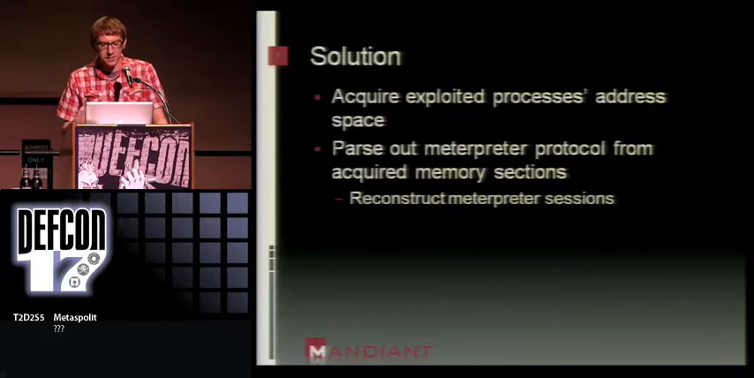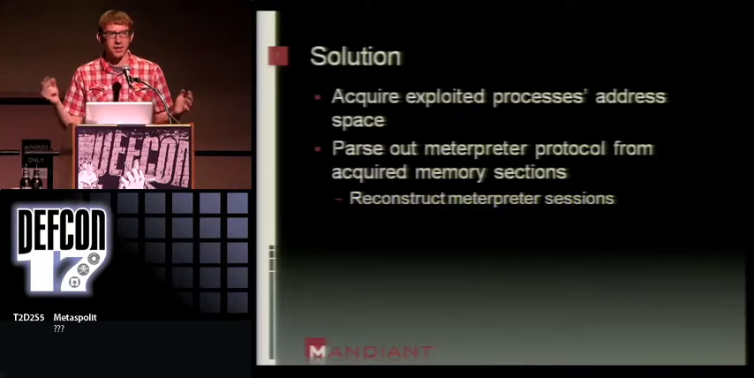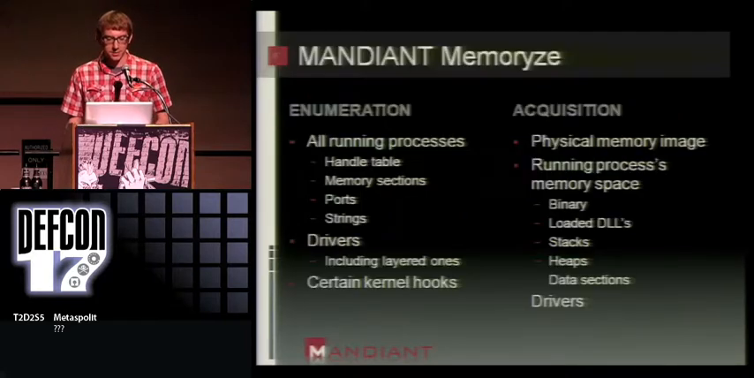Our solution is going to acquire the exploited process space using a tool that Peter will get into in just a minute called Memoryze, and we're going to parse out the Meterpreter protocol that it uses for its network communication. You may be saying, oh, it uses OpenSSL. We'll get into that in just a minute. But we're going to reconstruct the entire Meterpreter session. We'll call it a crime scene, just because we're keeping with the CSI type stuff and the autopsy and all that goodness. So that's pretty much it for now.